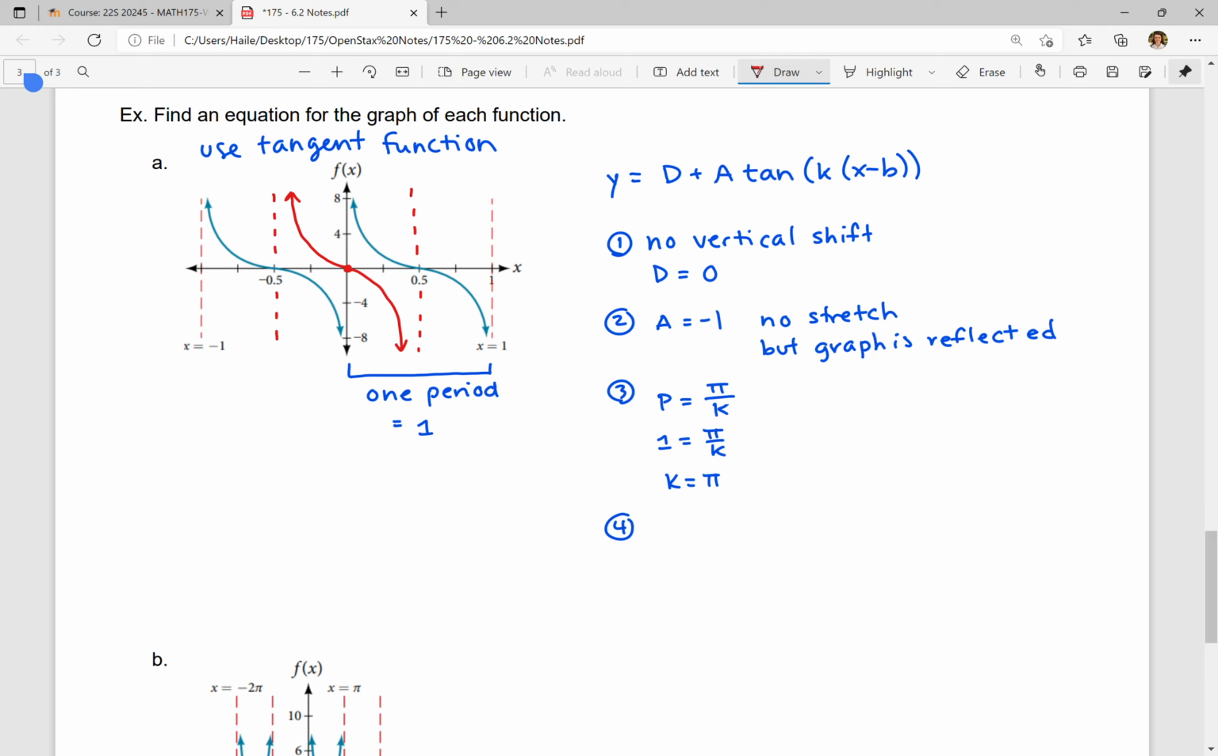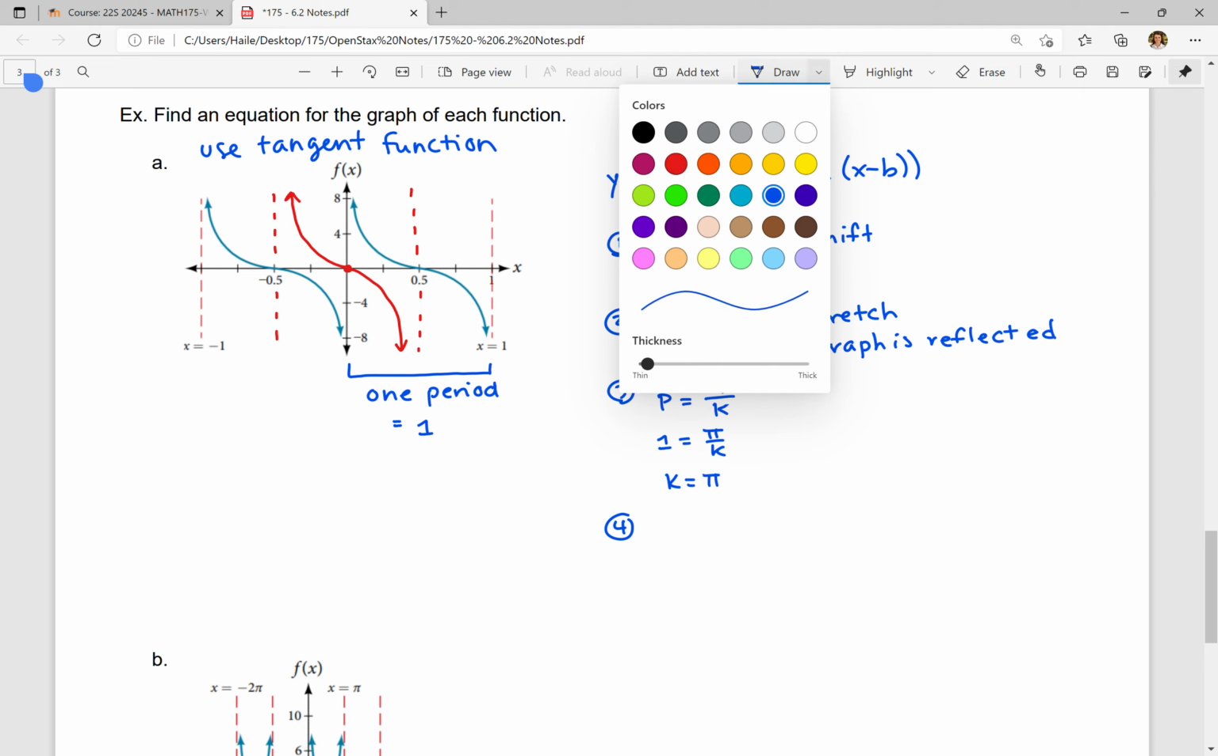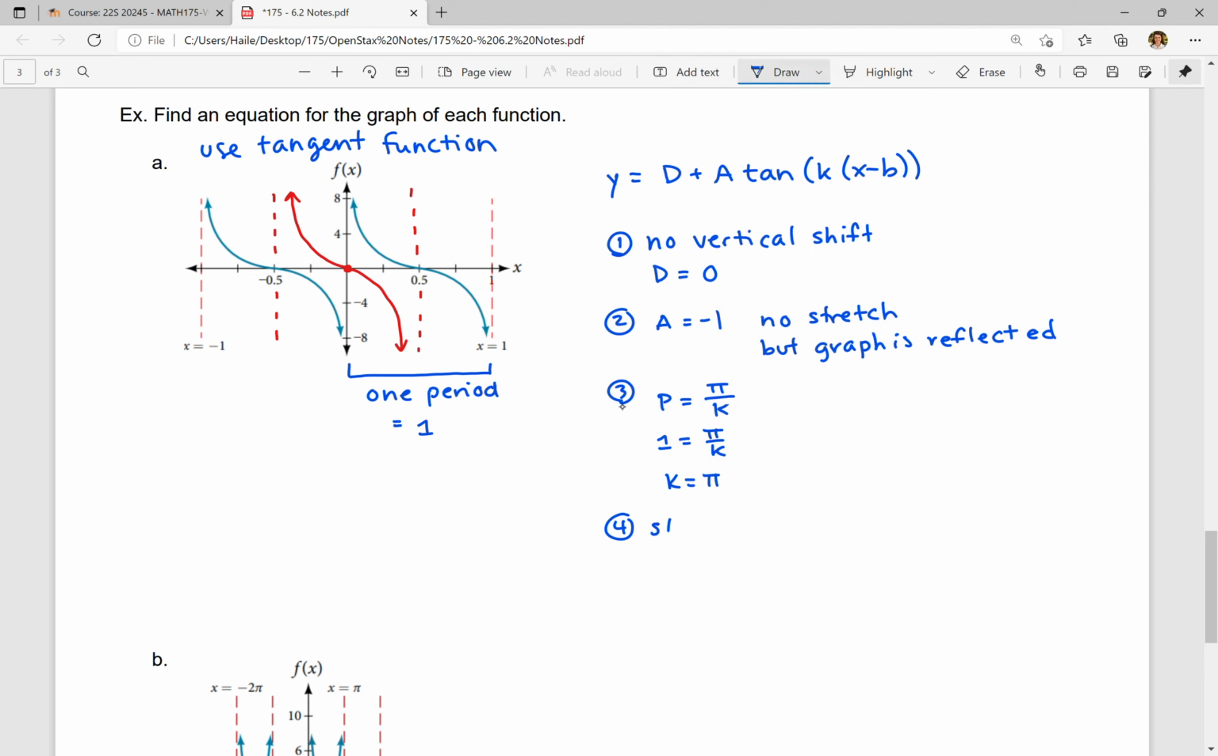Our initial asymptote would have been at negative 0.5, but it shifted up to 0. So we had a shift to the right by 0.5. So this tells us that b will equal positive 0.5. Okay, so that one is definitely tricky.